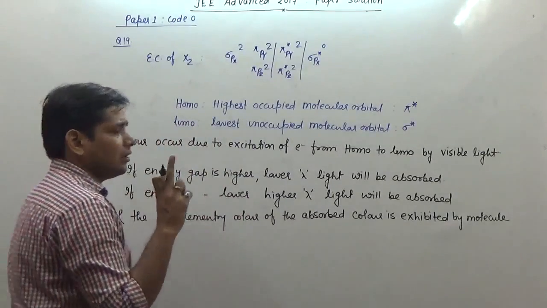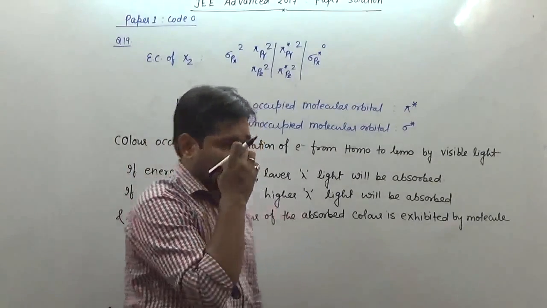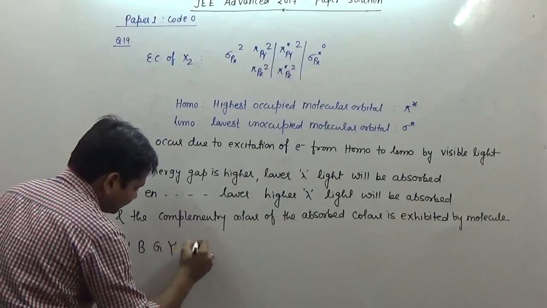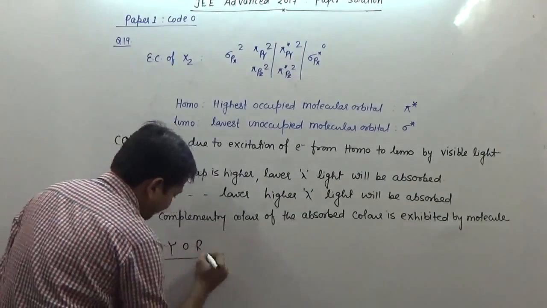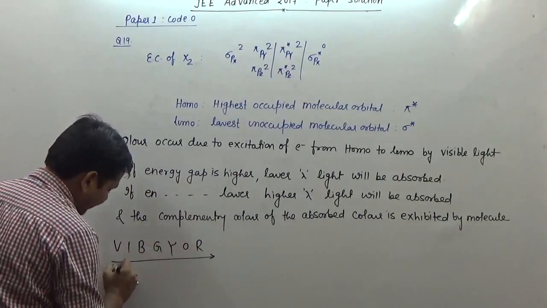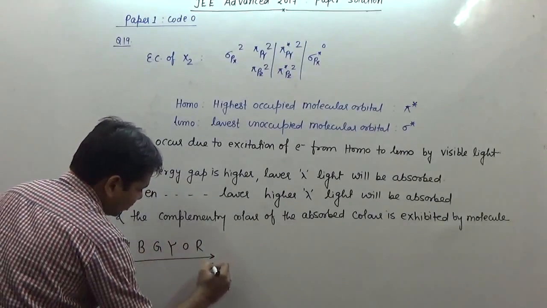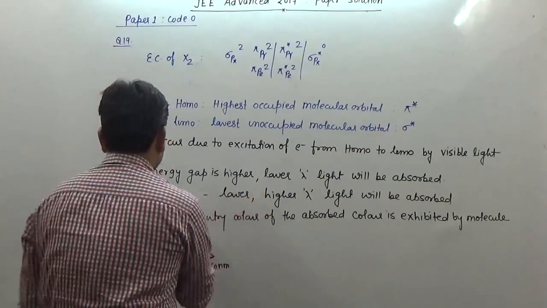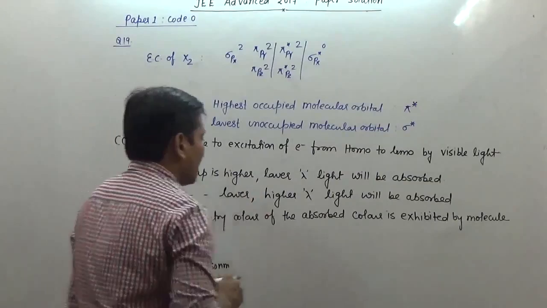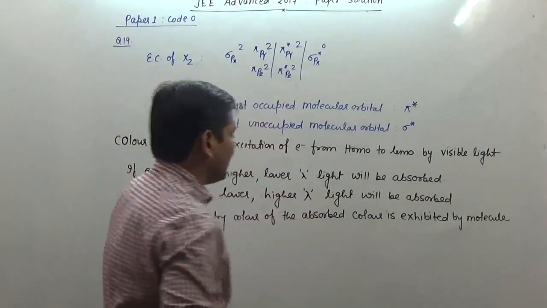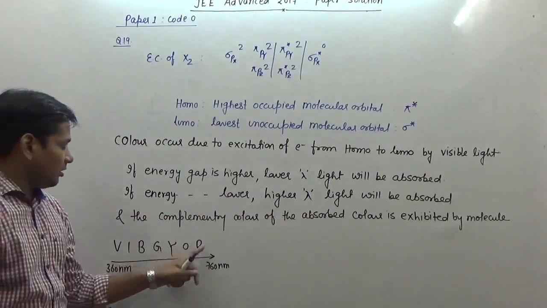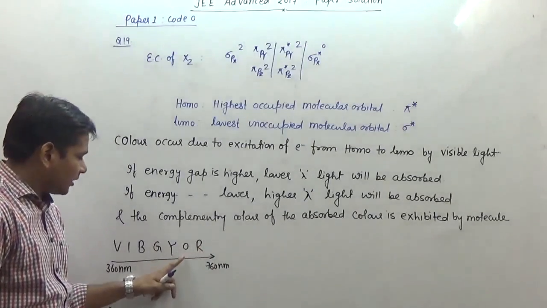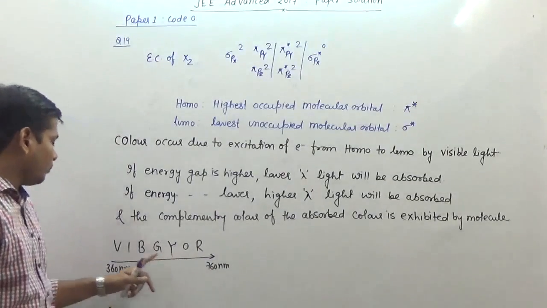So if there is a low energy gap between HOMO and LUMO, you know that VIBGYOR is the increment in wavelength. Here 360 nanometer, here 760 nanometer. So if the energy gap is lower, higher lambda will be absorbed. Higher lambda absorbed means red, orange are absorbed, and the complementary color of these is white.